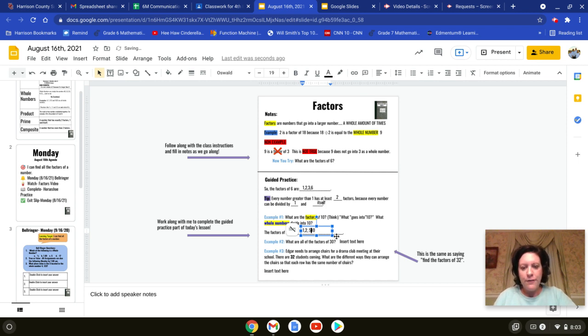2 and 5. Now, 3 is not a factor of 10 because if I divided that, I would get a decimal. 10 divided by 3 doesn't give me a whole number. And 10 divided by 4 doesn't give me a whole number. So I know the next number is 5, so I know I found them all. Notice I'm going in order: 1, 2, and then my numbers get closer and closer together.